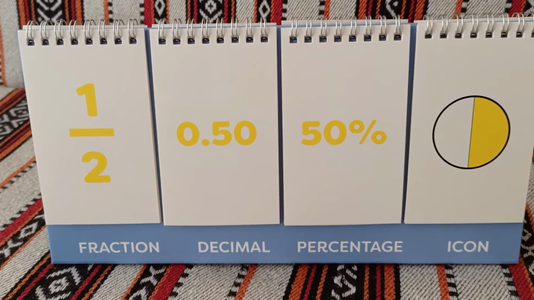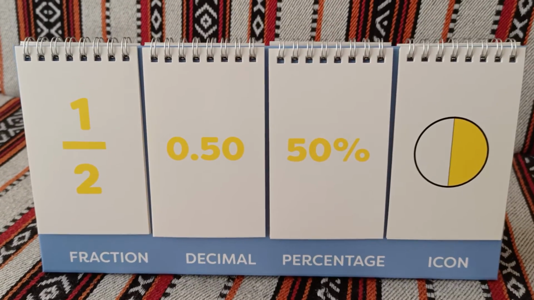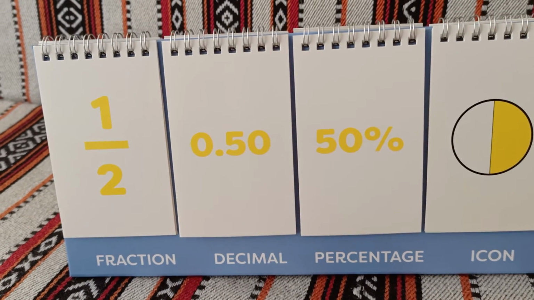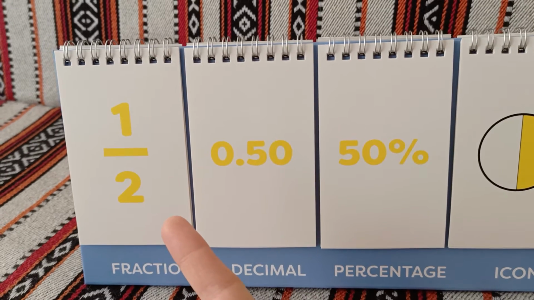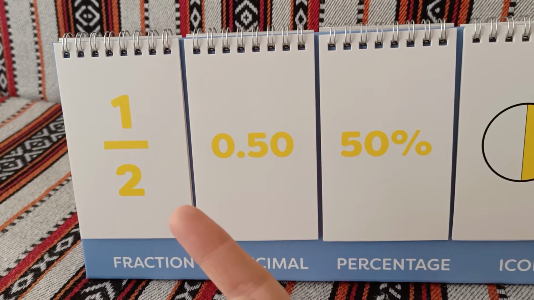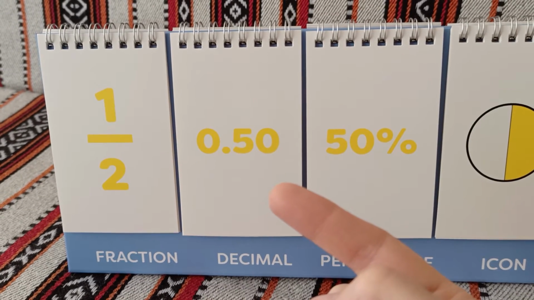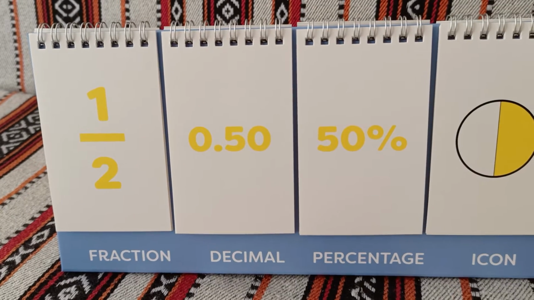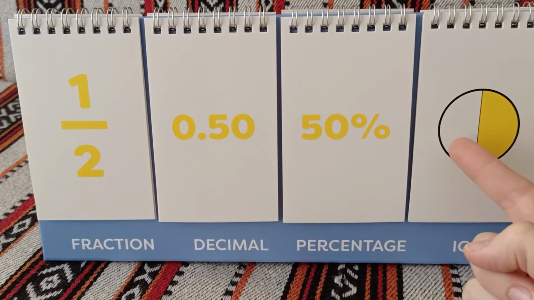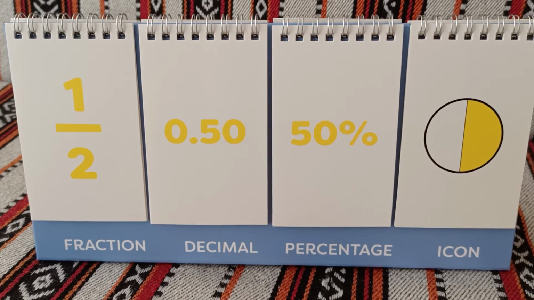And after that one that maybe seemed a little tricky, here's a very easy one. This is half. So here we have a whole thing cut into 2 pieces, and this is one of the 2 pieces. We can call this 1 out of 2 or 1/2 or just half. The decimal is 0.5, and the percentage is 50%. This is a special one because if you have 50%, then what's left is also 50%. So that seems a lot easier than the last one.